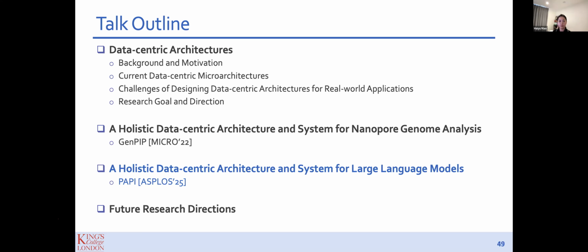Any other questions? Okay, maybe we can move to the next one, which is holistic data-centric architecture. Yep. No, I was just saying we can move ahead.